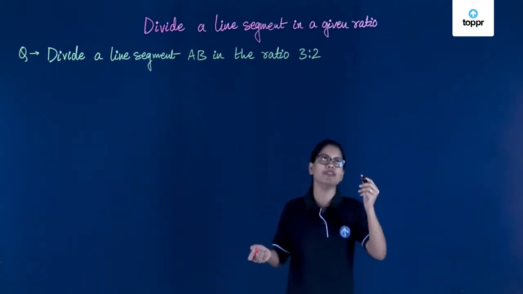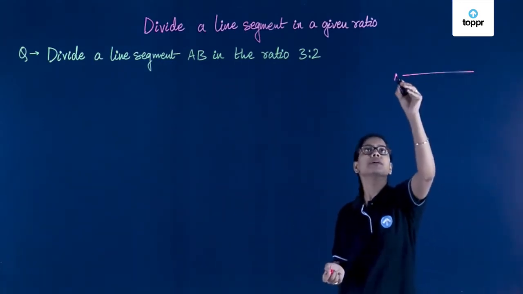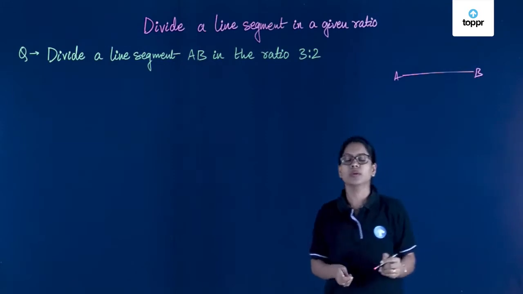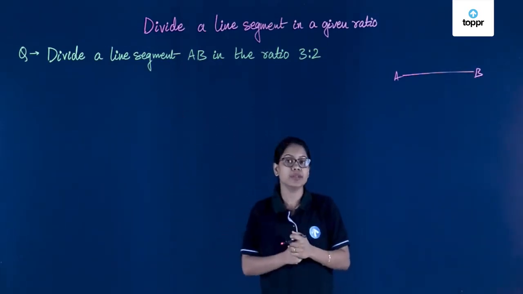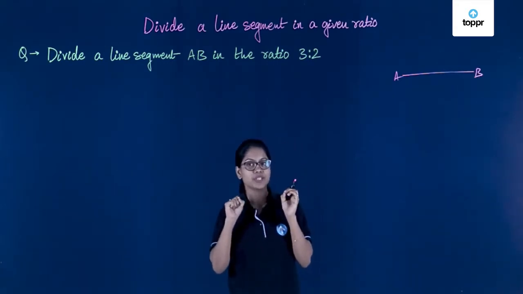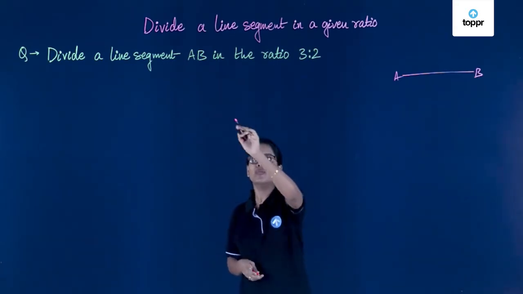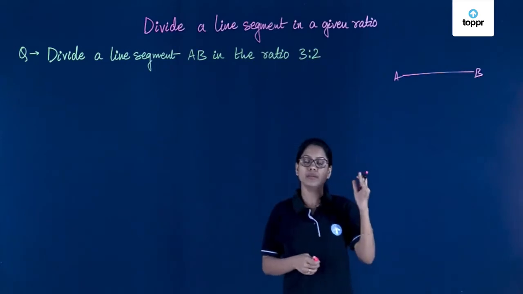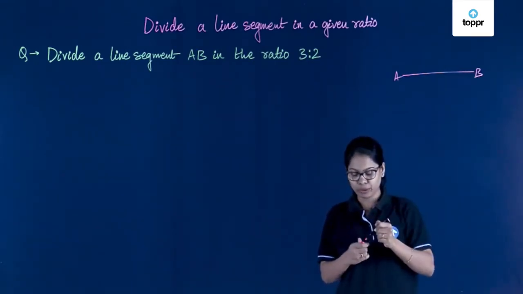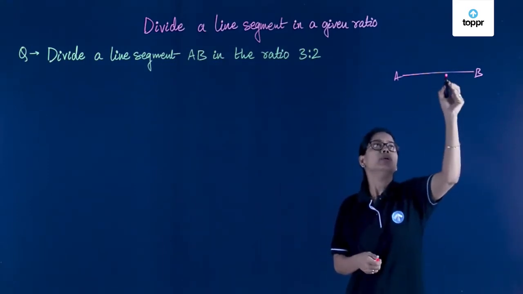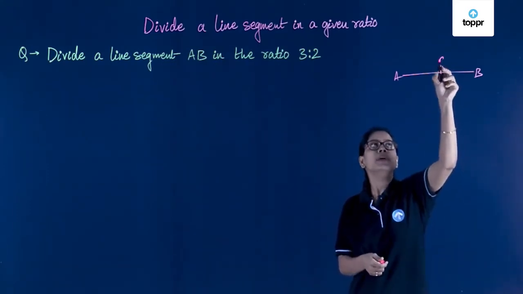So roughly we've been given a line segment AB. So we can take any line segment AB. We haven't been given any measurement, so we'll take a line segment AB of any measure. Now we've been asked to divide AB in the ratio 3:2. That means we need to locate a point on AB, any point on AB, let the point be C.